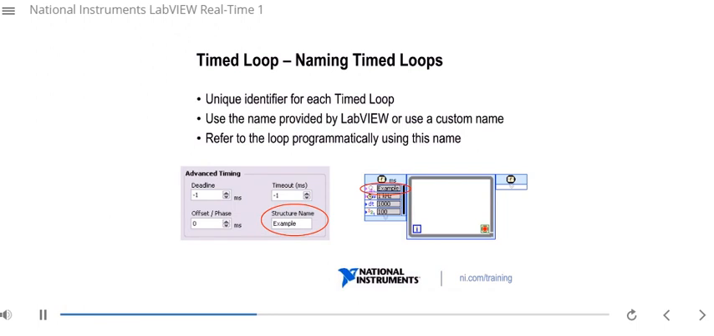You can also use this name programmatically. For example, there is a VI called Synchronized Time Structure Starts, and by using that VI, you can input 2 time structure names to have them start at the same time. If I had a time loop called time loop 1 and another time loop called time loop 2, I can refer to them programmatically using the Synchronized Time Structure Starts VI and have both of those time loops start at the same time.